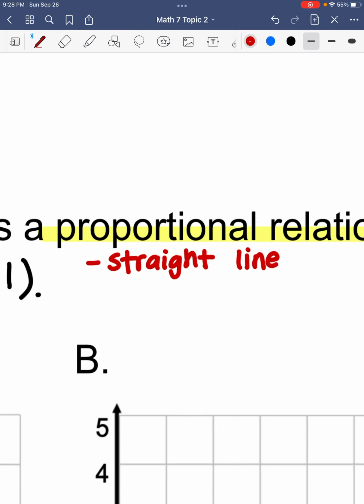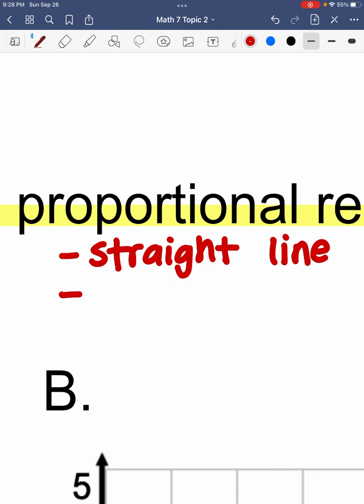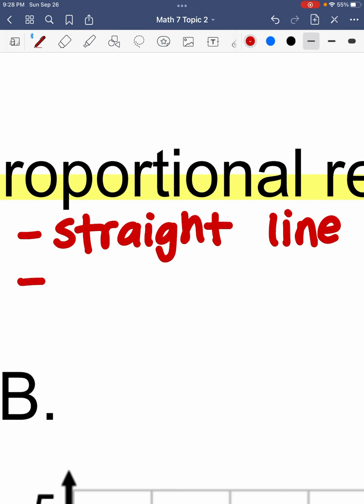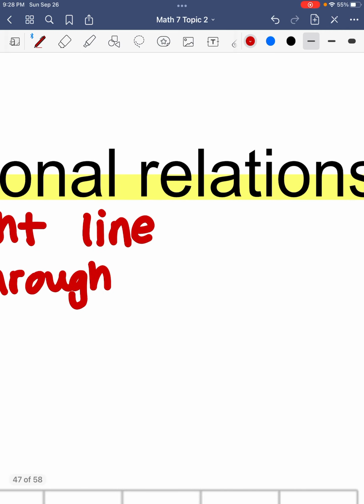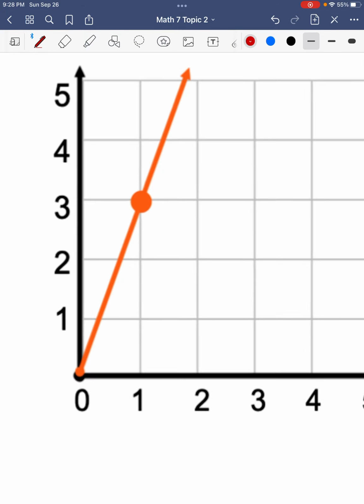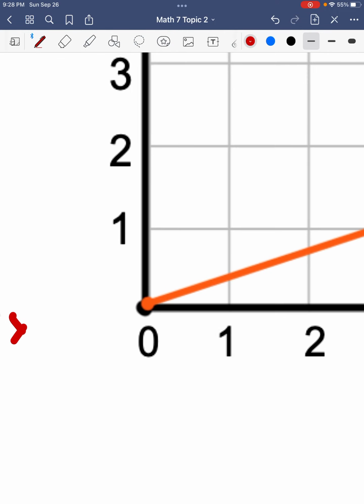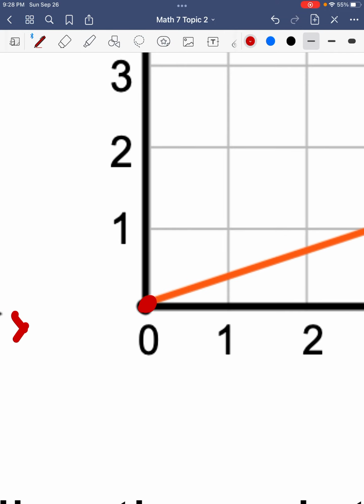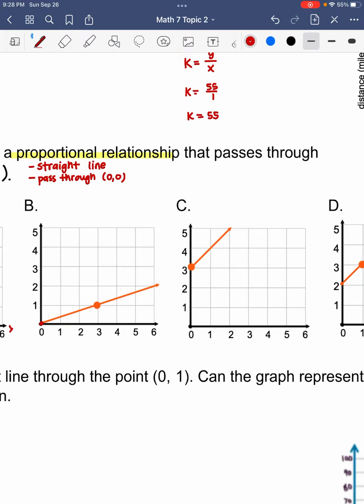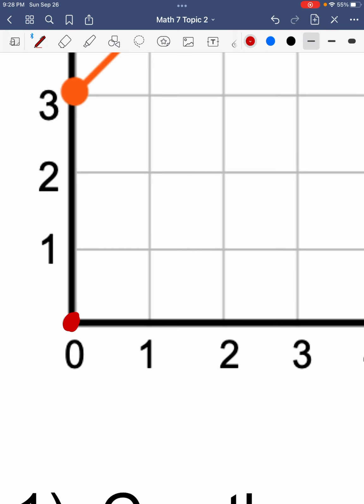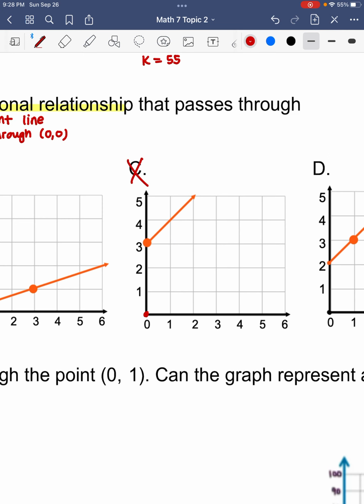So I'm going to think about the other key characteristic of proportional relationship graphs. Proportional relationship graphs always pass through the origin, which is the point (0, 0). So (0, 0) is this point right here in the corner. So A works, B, it passes through (0, 0), so that one works too. C, look, there's the origin and the graph isn't anywhere near it. So C does not work.